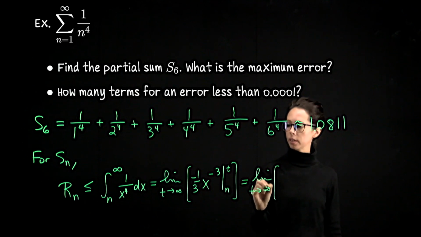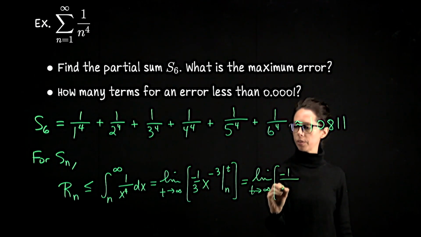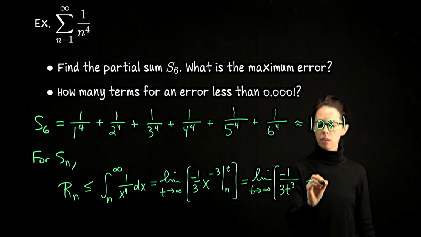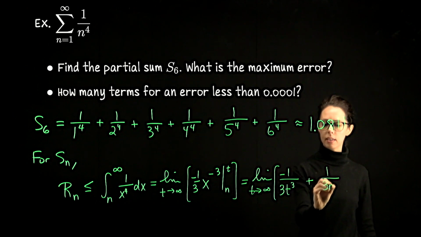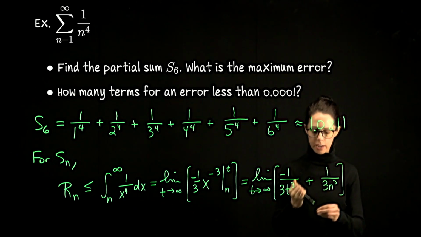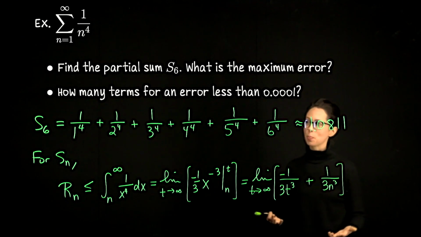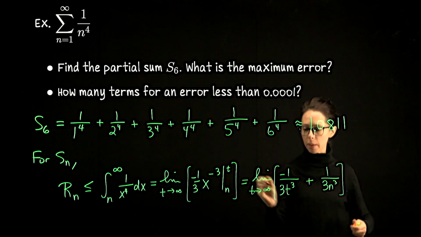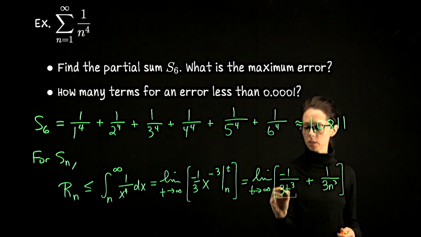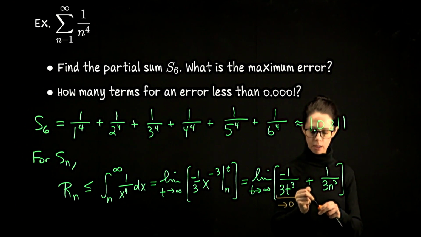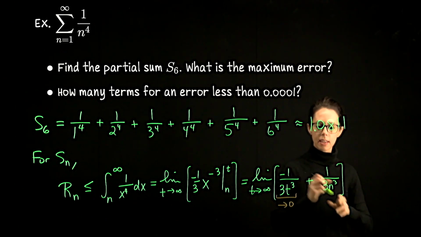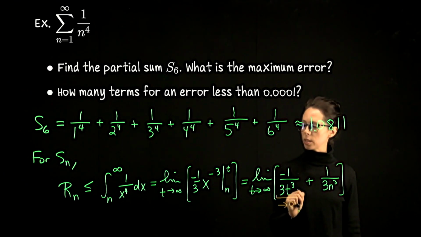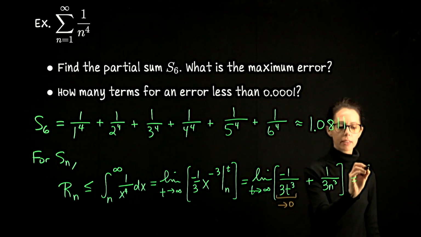Okay, continuing on to the right, this is going to be the limit as t goes to infinity of negative 1/3 t to the negative 3. So that's negative 1 over 3t cubed minus negative, so plus 1 over 3n cubed. All right. This should converge because this is a convergent p-series. It corresponds to a convergent improper integral, and indeed that is what's happening, because this first term as t goes to infinity is going to go to 0. All right, so the result of this is that in terms of the index on our partial sum, the remainder is bounded above by 1 over 3n cubed.